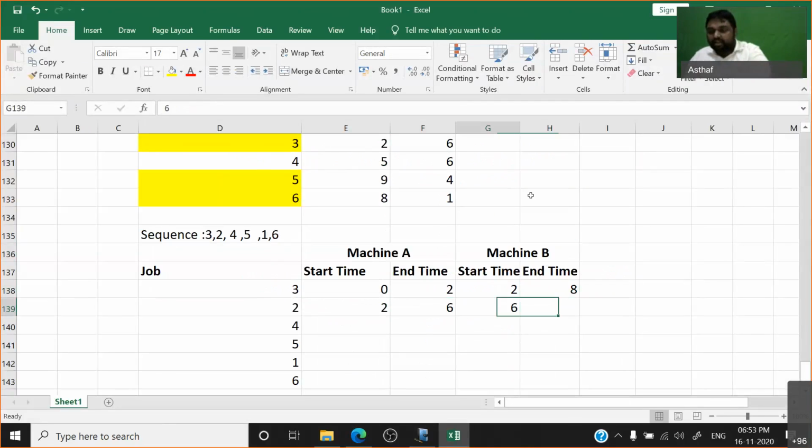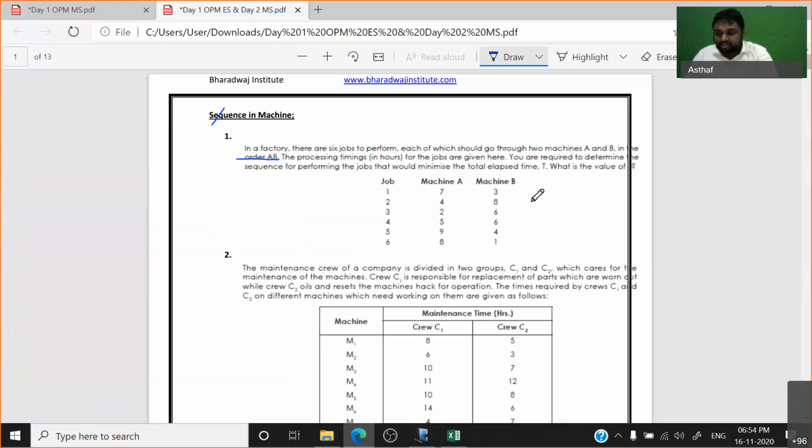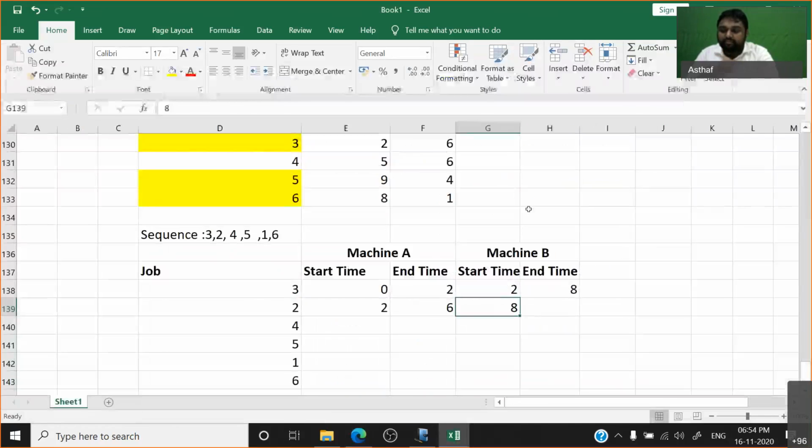Whichever is late. See, you cannot put here 6. Why you cannot put 6? Because the first one is finished only by 8 hours. So you have to start only by 8. So what is next? 8 is over. So next the time. This is for 2. So 2, it will take another 8. So it will be 16.